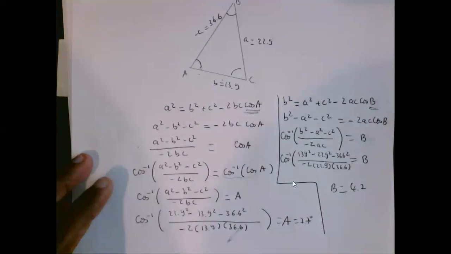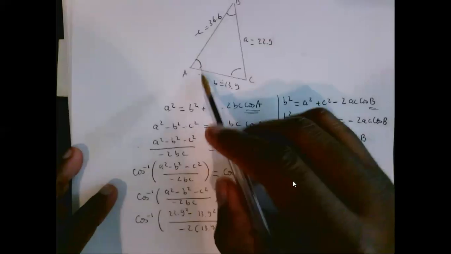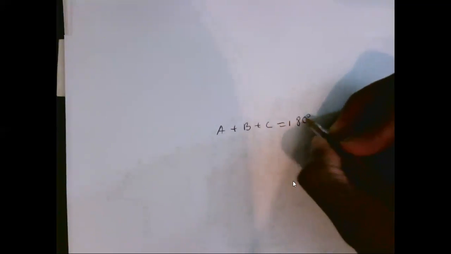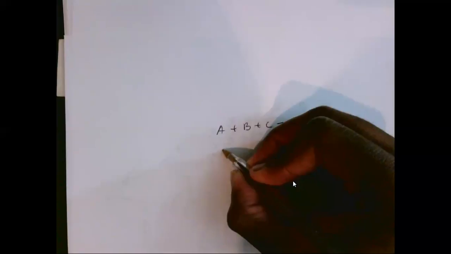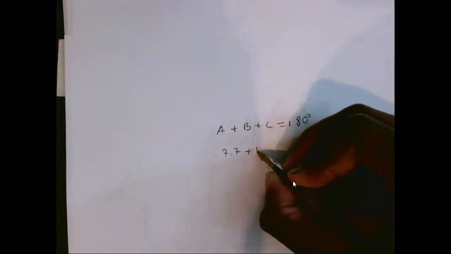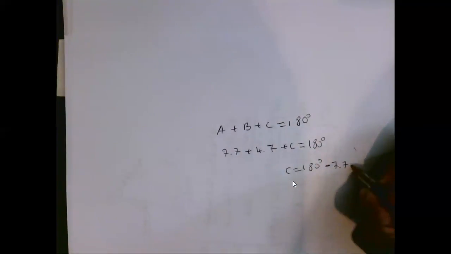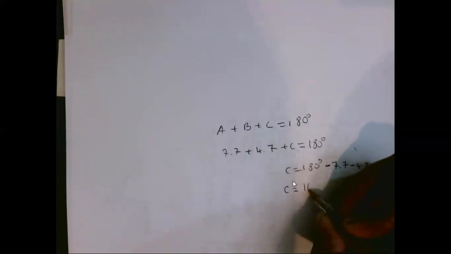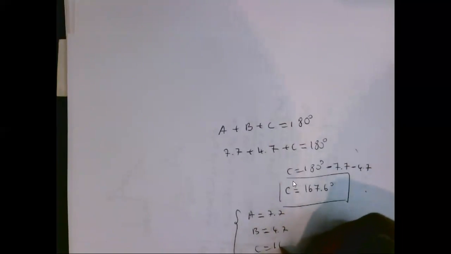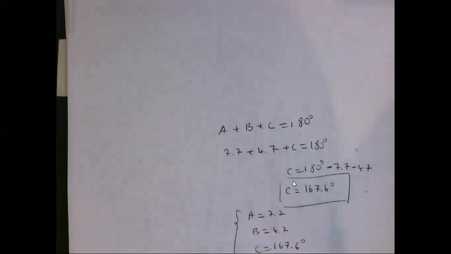Now I know that in a triangle the sum of all the angles is equal to 180 degrees, so a plus b plus c is equal to 180 degrees. I know that A is equal to 7.7, B is equal to 4.7, and I need to find C. So C will be equal to 180 degrees minus 7.7 minus 4.7, and when I use the calculator I get 167 degrees. So conclusion, A equals 7.7, B equals 4.7, and C equals 167 degrees. So that's how you solve it.